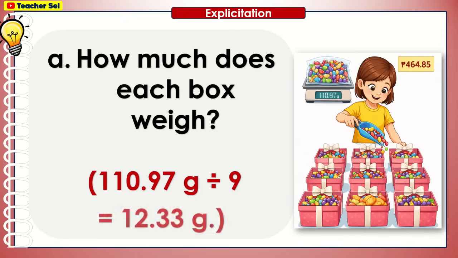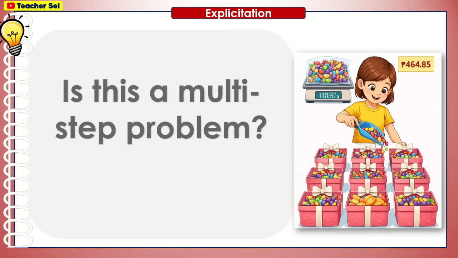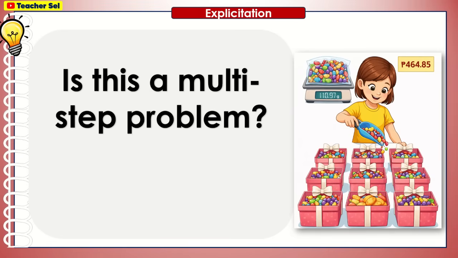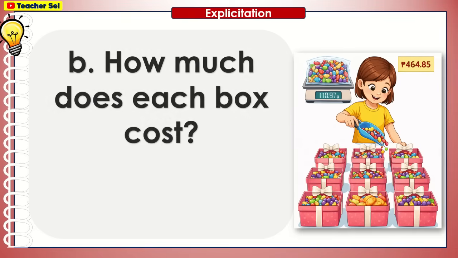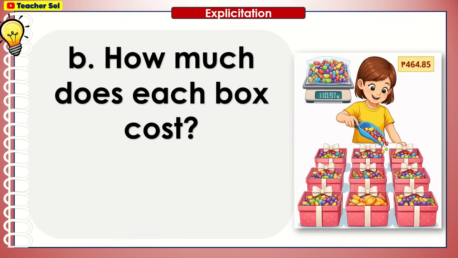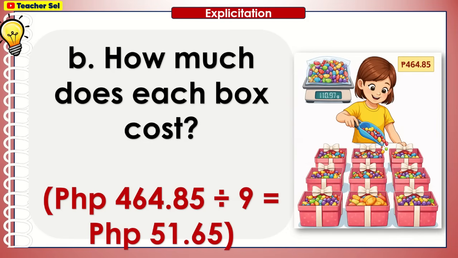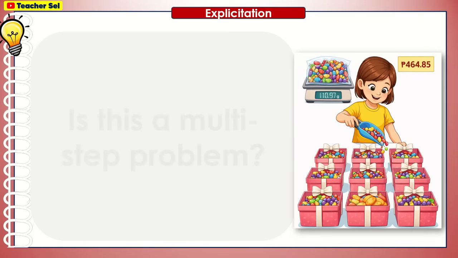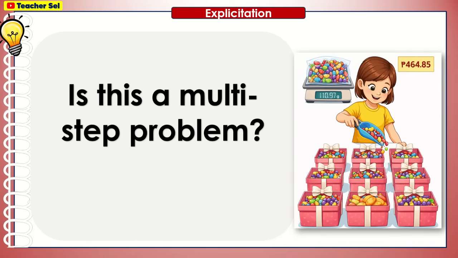110.97 grams divided by 9 is equal to 12.33 grams. Is this a multi-step problem? No. How much does each box cost? 464 pesos and 85 centavos divided by 9 is equal to 51 pesos and 65 centavos. Is this a multi-step problem? No.